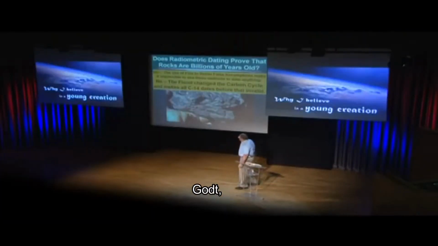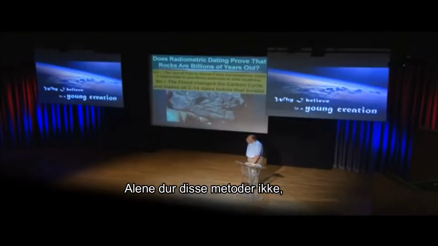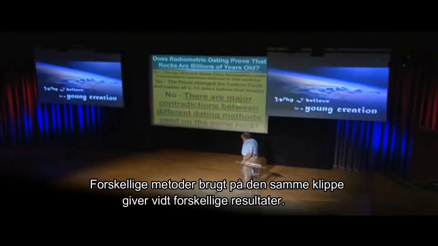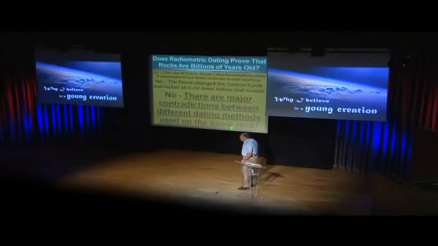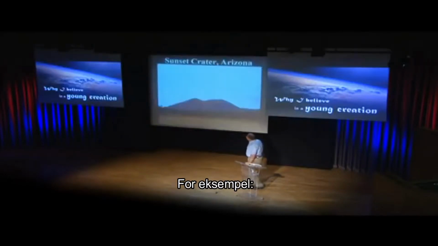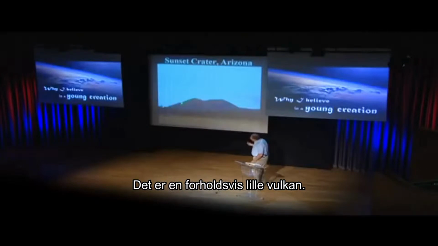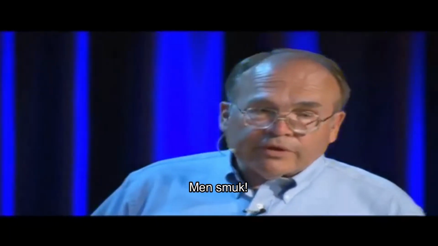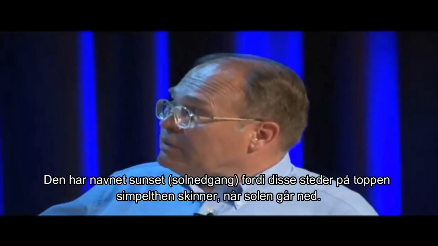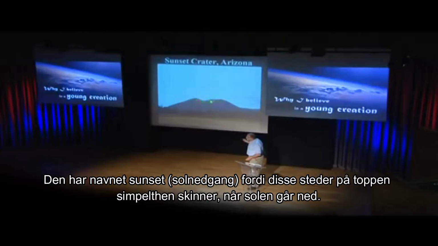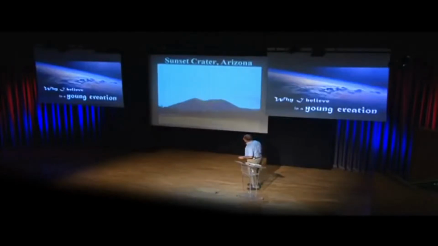Well good. Well here's the problem, you see, not only do these methods not work, there are major contradictions between different dating methods used on the same rock. For example, this is Sunset Crater National Monument. It is south and east of the Grand Canyon in Arizona. It's a relatively small volcano, beautiful though. It gets the name Sunset because the cinders at the top just glow at sunset.